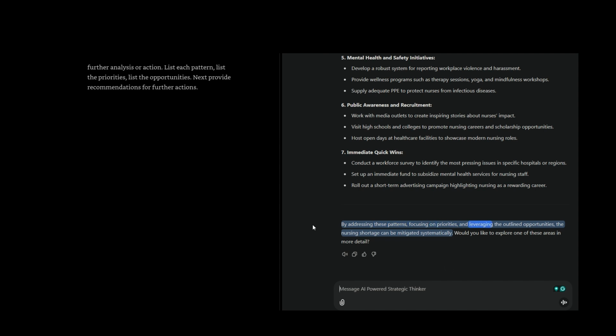By addressing these patterns, focusing on priorities, and leveraging the outlined opportunities, the nursing shortage can be mitigated systematically. Would you like to explore one of these areas in more detail?